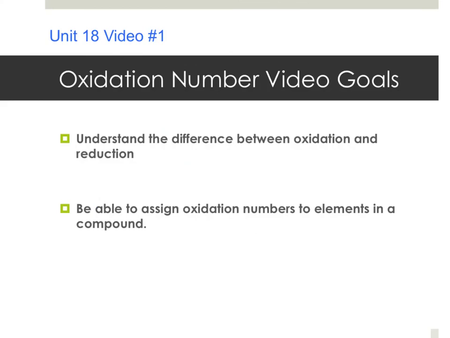This brings us to the end of the oxidation number video. In this video, we learned that oxidation was the loss of electrons, whereas reduction is the gain of electrons. Remember, OIL RIG. Oxidation is loss, reduction is gain. We also learned how to assign oxidation numbers to elements in compounds. In the next video, we'll use this skill to determine what elements were oxidized and what elements were reduced in various compounds.